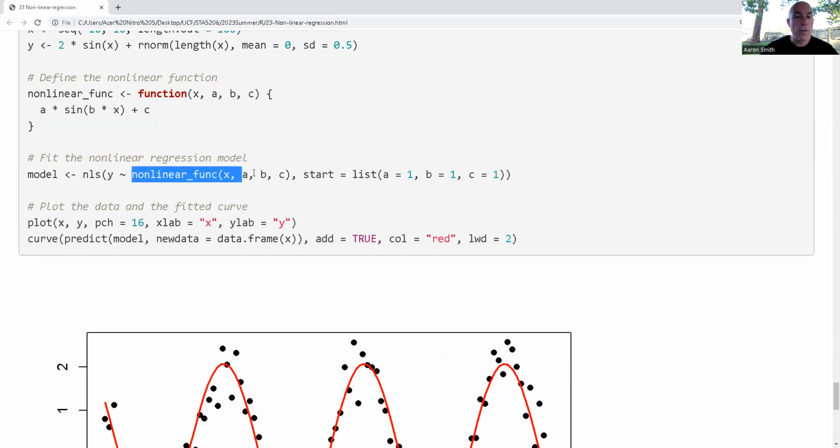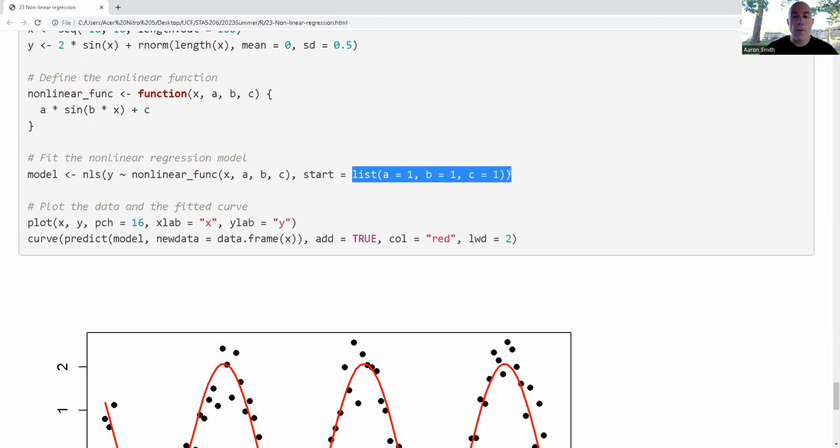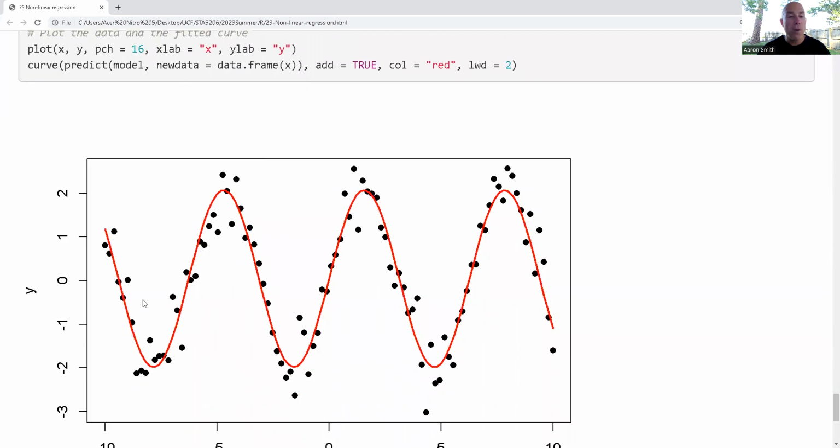All right, so now let's go ahead and fit our model. So here is our nonlinear function. This is a custom function that we built up here. Here are my initial guess values for A, B, and C. So I can improve this by A equals 2, C equals 0. And then after it's done fitting, we can see that I did a pretty good job of fitting the model.